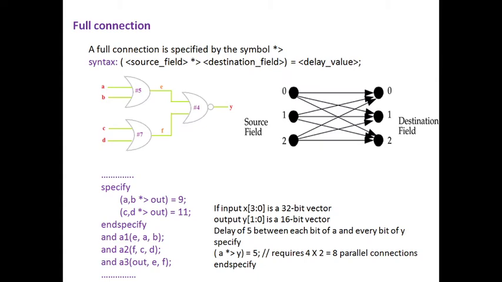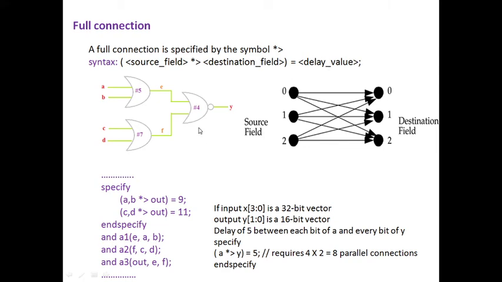Next is full connection. So what is this full connection? It is similar in syntax to your parallel connection except at this area. Like in the parallel connection we do have equality and greater than symbol, right? Here we are having star and greater than. So a full connection is specified by the symbol star greater than. The syntax will be followed like this: source field star greater than destination field equal to, and then the delay value.